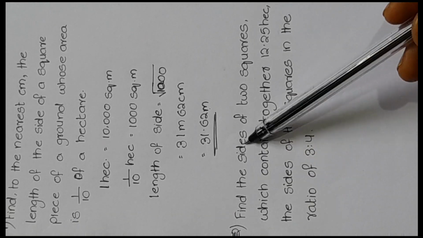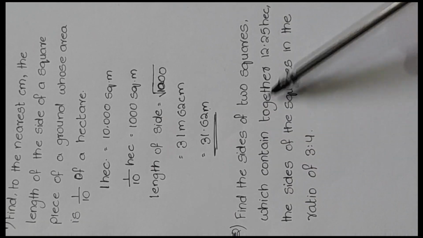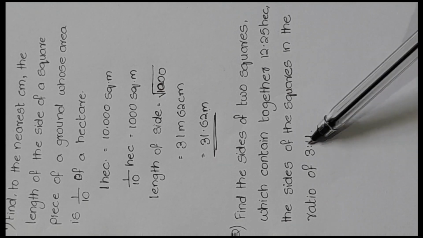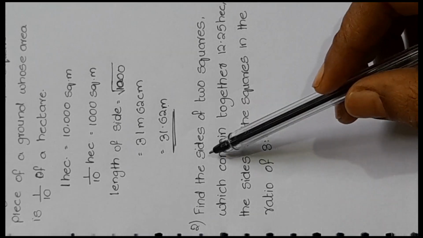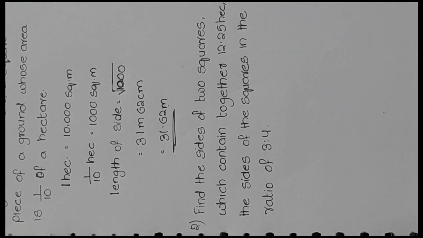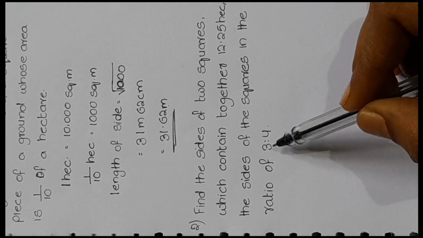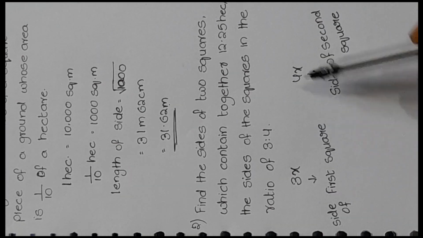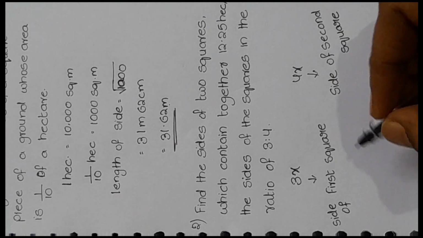Second question: find the sides of two squares which together contain 12.25 hectares. The sides of the squares are in the ratio of 3:4. From the question we can conclude that the sum of the areas of these two squares is equal to 12.25 hectares, but here the ratio of the sides of the squares is given as 3 and 4. Let 3x be the side of the first square and 4x be the side of the second square.